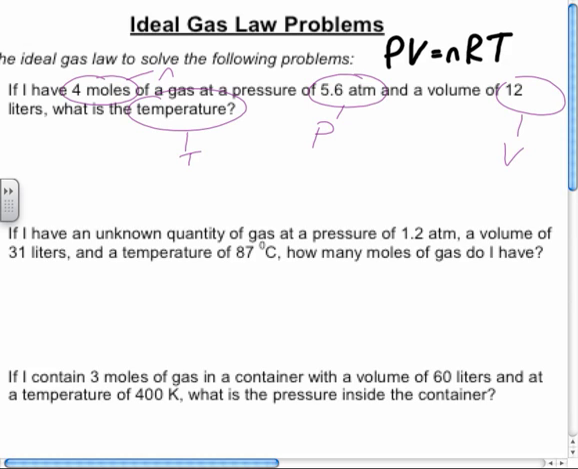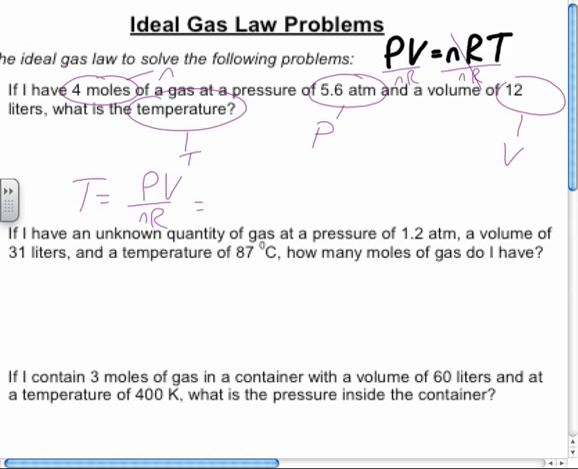Let's go ahead and rearrange this formula to solve for T. To solve for T, I've got to divide by nR, right? Okay. So, T equals PV over nR.